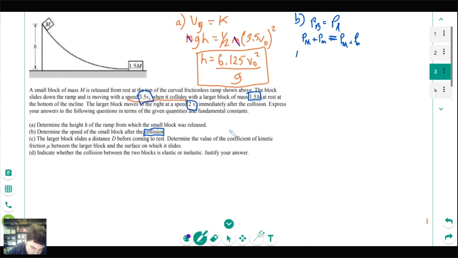So I've got a mass of m with a speed of 3.5 v naught plus 0 because this guy was at rest and didn't have a velocity at the beginning. That must be equal to, okay, so mass m, some speed v, that's what we're looking for, plus 1.5 m times 2 v naught.